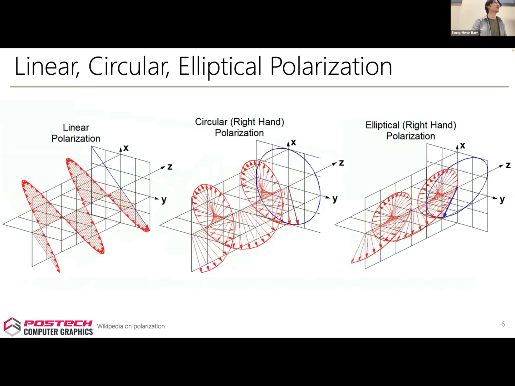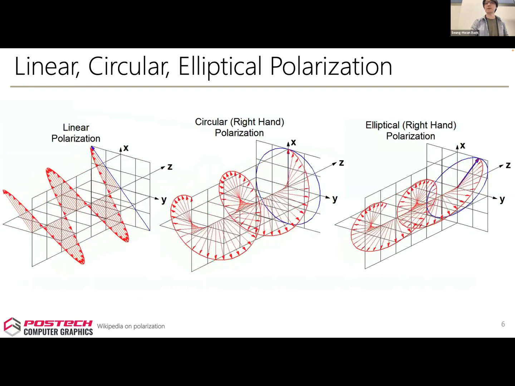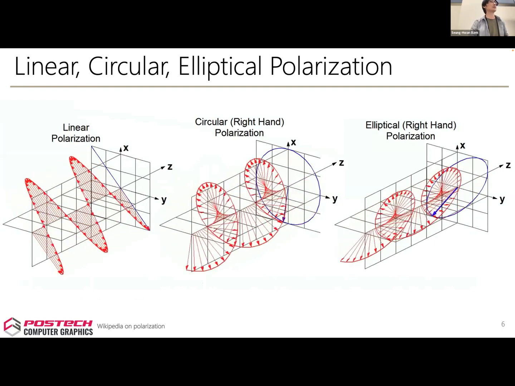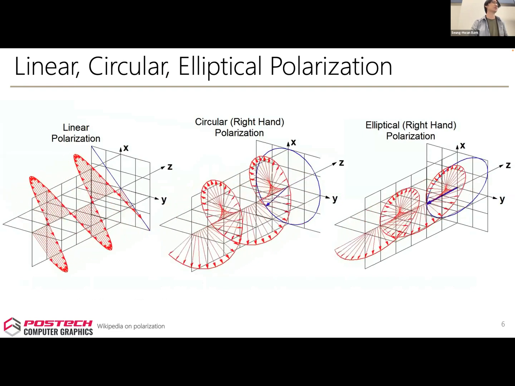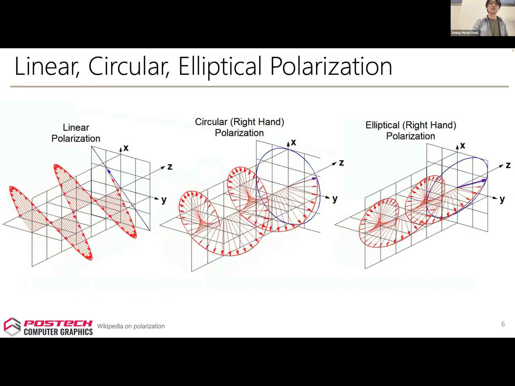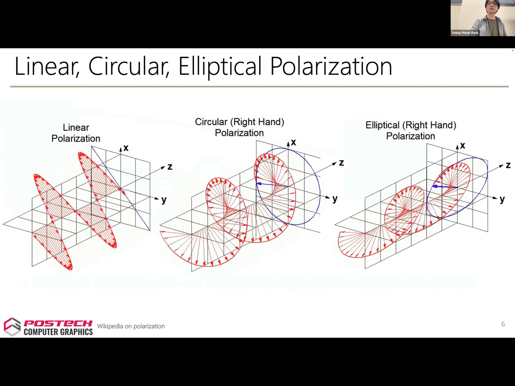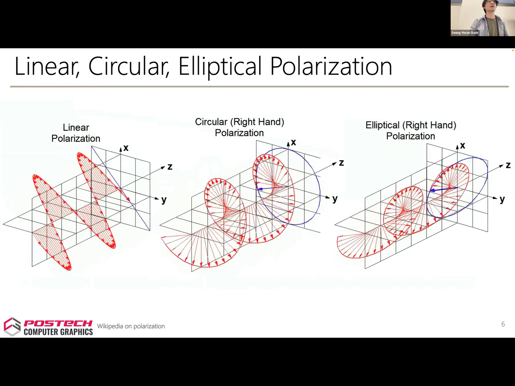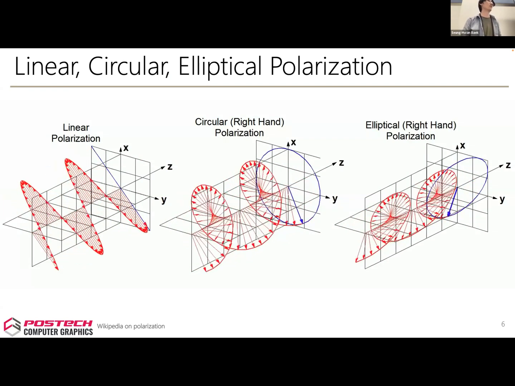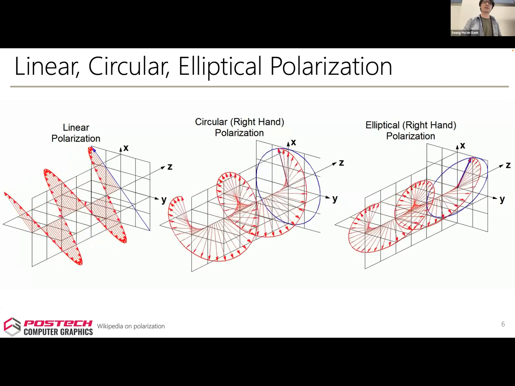So depending on this oscillation pattern of the electric field, we can say that the light is sometimes linearly polarized, as you can see on the most left side, or light could be circularly polarized, or light could be elliptically polarized. So actually, in fact, there are an infinite number of polarization states that you can describe.